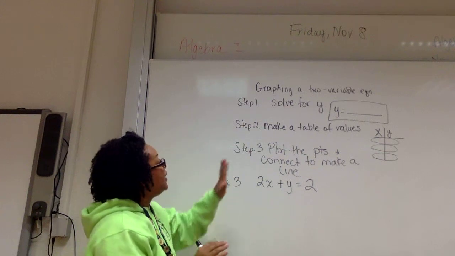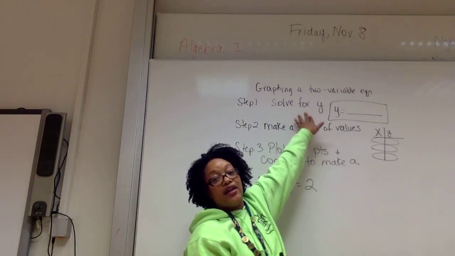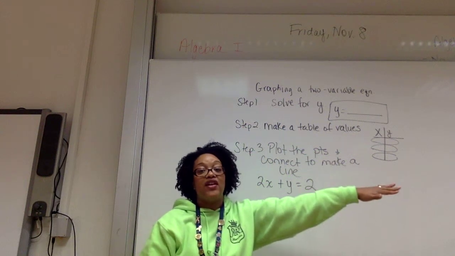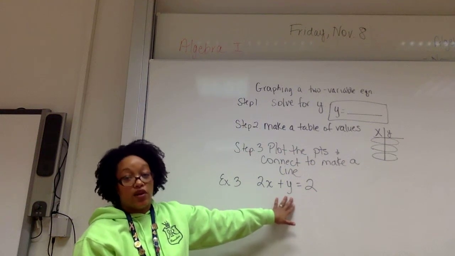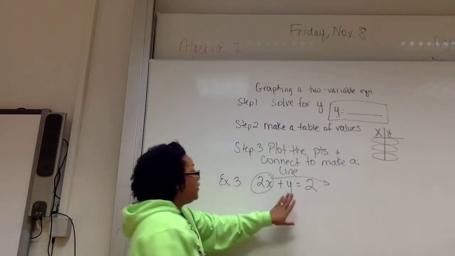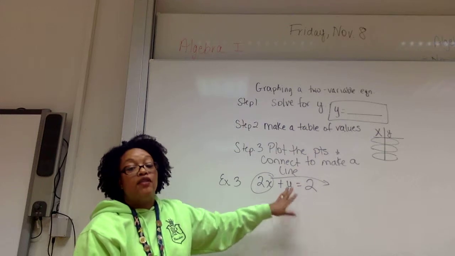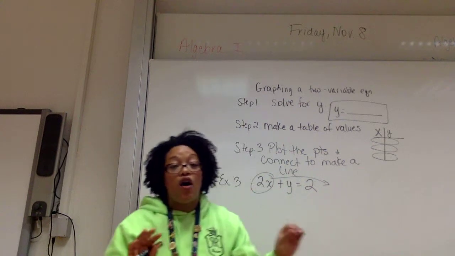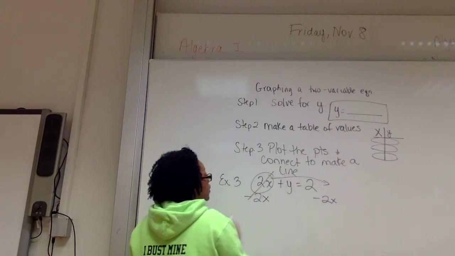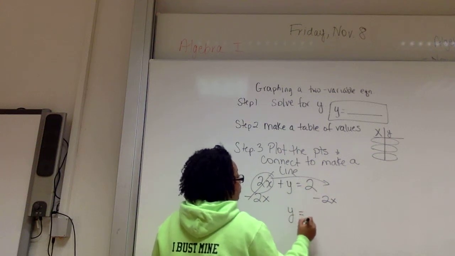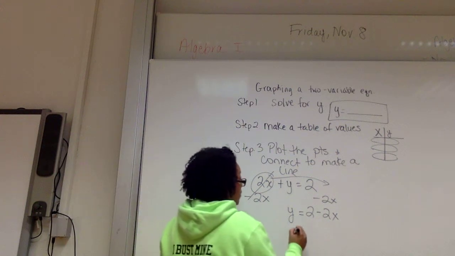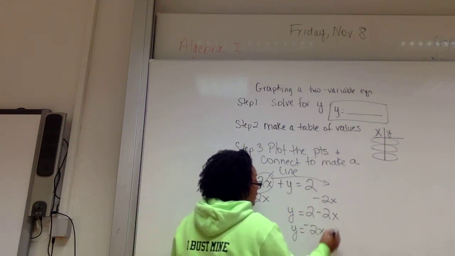First step says I need to solve the equation for y, which means that everything that's going on in this equation needs to be put on the other side of the equal sign so that y can be all alone. Well, there's only one thing that needs to happen. This 2x needs to move over, and then you can see your y is all by itself, which is what we want. So when you move that 2x over, all you're doing is switching the sign. Your 2x's cancel. You're left with y equals 2 minus 2x. Or some of you may want to say y equals negative 2x plus 2.